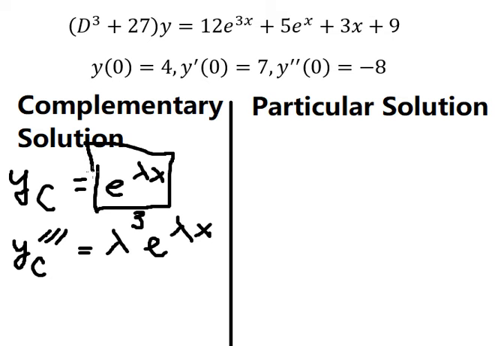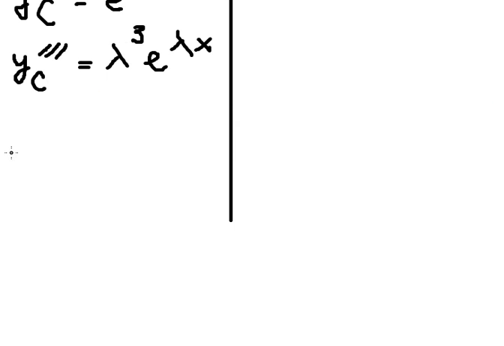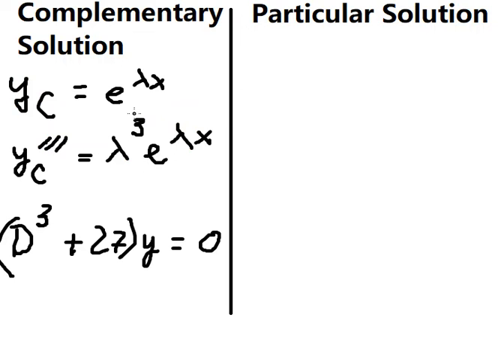Because we do the first derivative of this one, we keep e to the power of lambda s. Later, we do the first derivative of lambda s. You get lambda for the first derivative, but this is the third derivative. That's why you have the power 3. Now, because this is the complementary solution, you get d to the power of 3 and 27y equals 0.